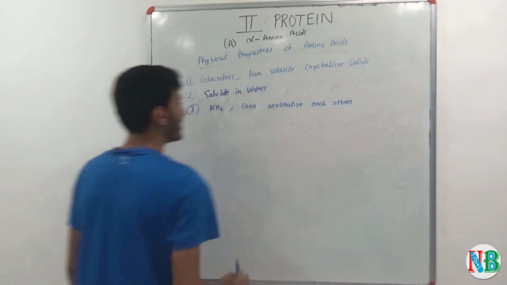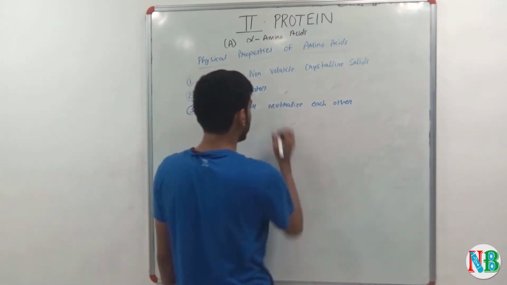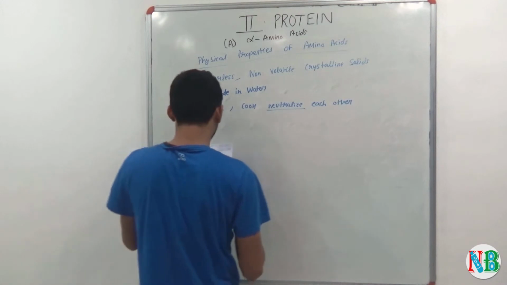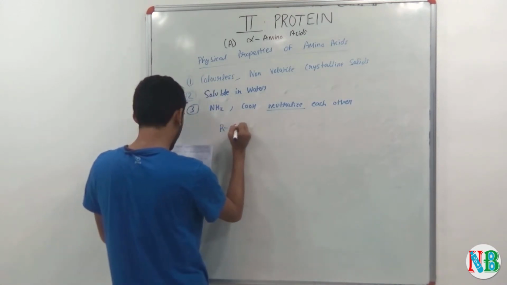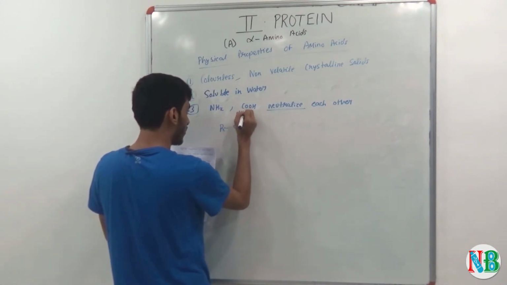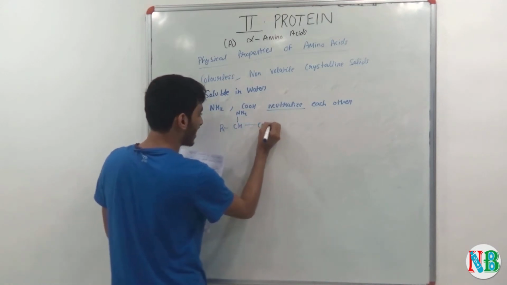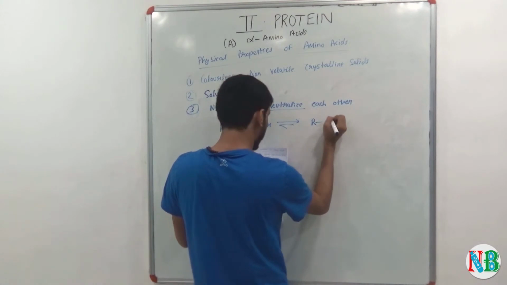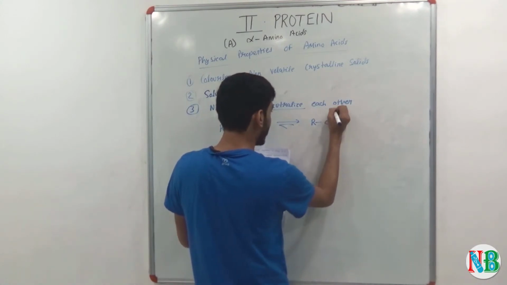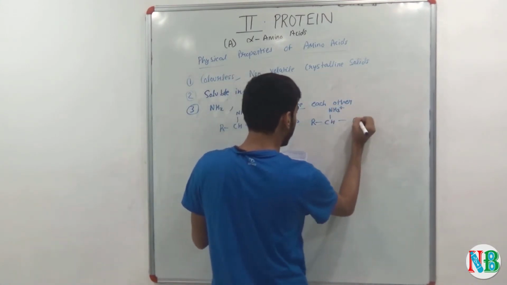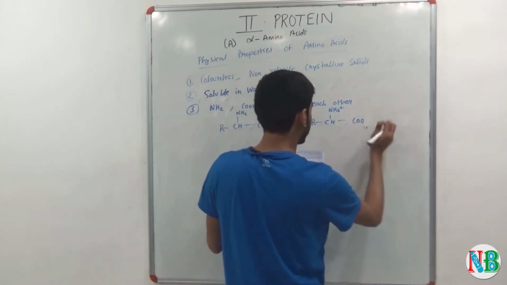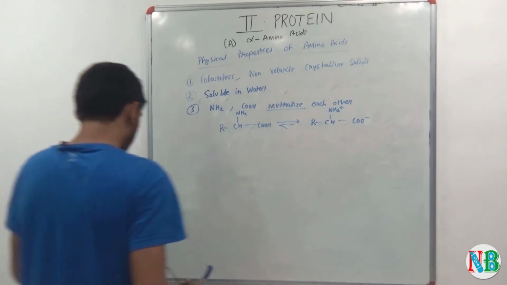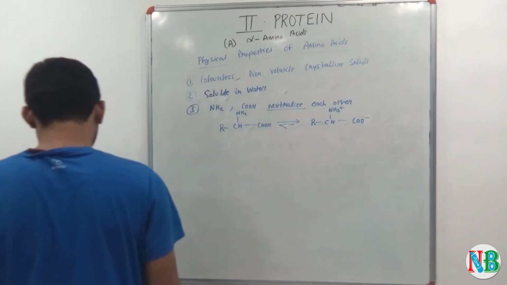Acid plus base is the reaction of neutralization. So what happens is that this RCHNH2COOH actually exists as a neutral compound like this, NH3 positive and COO minus. So you have one anion and one cation.